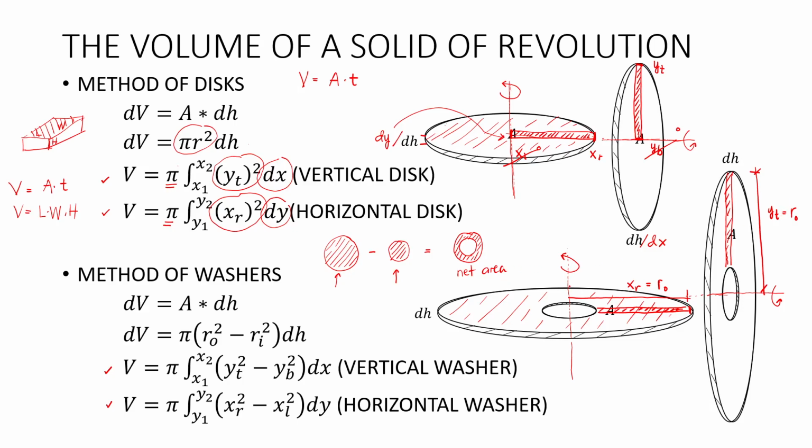So for the smaller circle, this will become the inner radius. The distance going to this portion is x left, and going to this distance is y bottom. So x left and y bottom will be the inner radius. Okay, so notice that if this one is pi r outer squared minus pi r inner squared, this will be simplified into pi times r outer squared minus r inner squared, which is this term here.